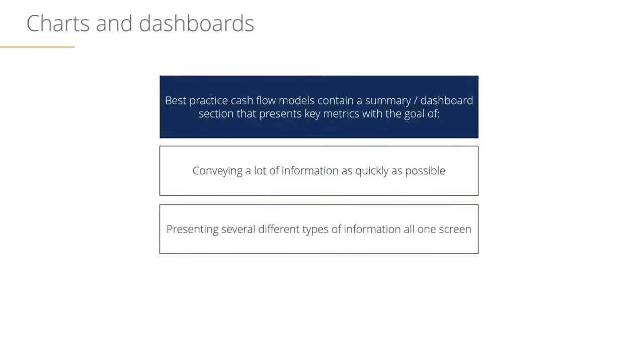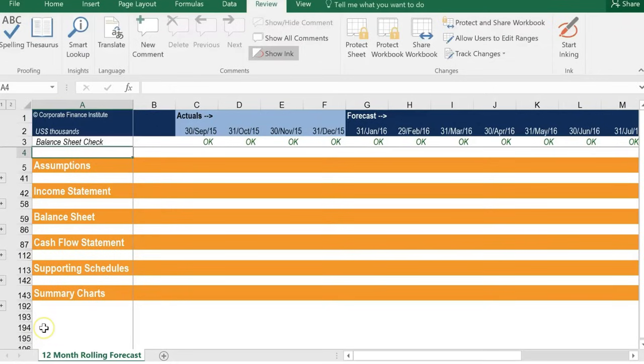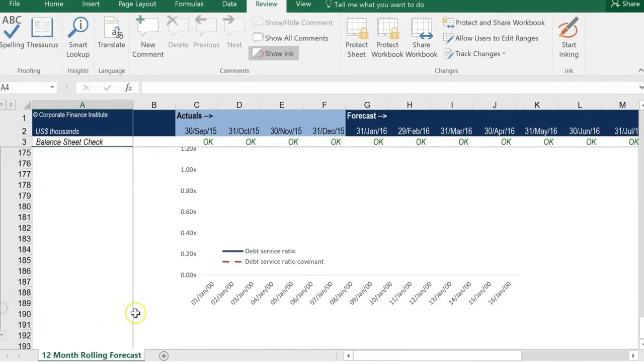We're going to present several different types of information on the screen, so we're going to combine different chart types. And we're going to replace any tables where charts are easier to display the information. So, particularly for sensitivity analysis, you want to be sure to use a lot of tables. For more on sensitivity analysis, you can check out our course on sensitivity analysis. Now, let's jump into the model and get going. Flipping back to the Excel file, we're going to focus on the summary charts and graphs section here.